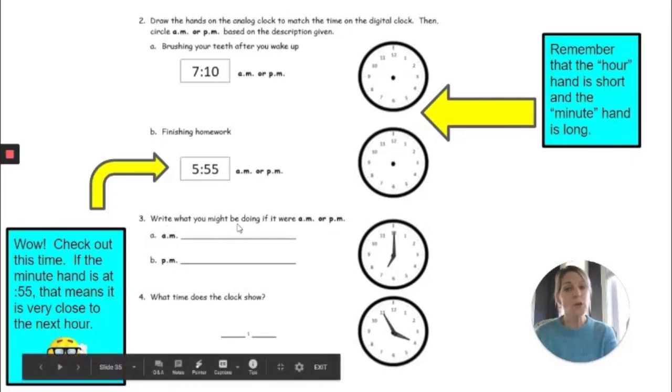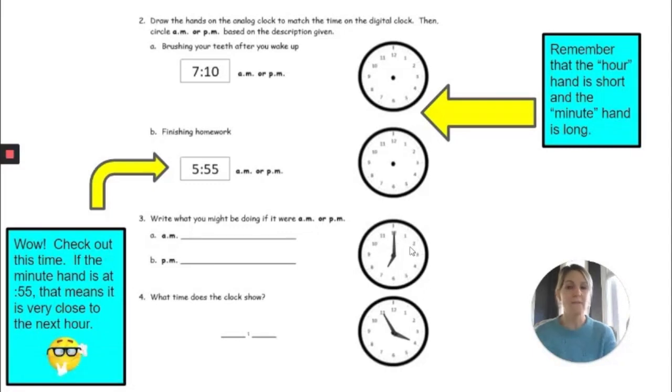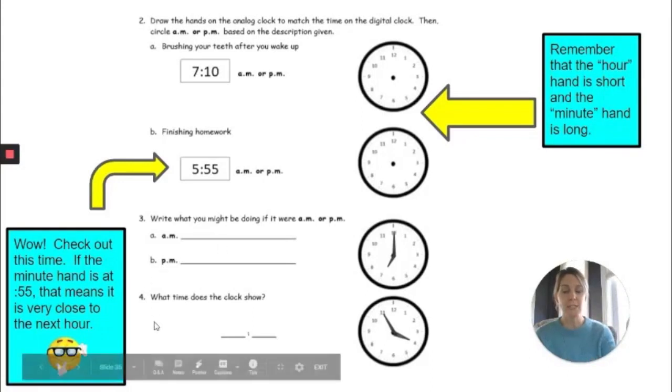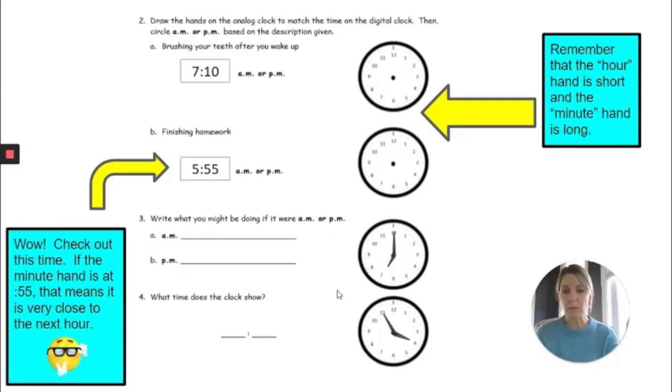For the next part, you need to write what you might be doing at this time if it were AM or at this time if it were PM. And for the last part, you are writing what time is shown on the clock. So if you have a pencil and paper handy, use that. If not, you can answer the questions in your head. And now you can pause the video to complete your practice set.